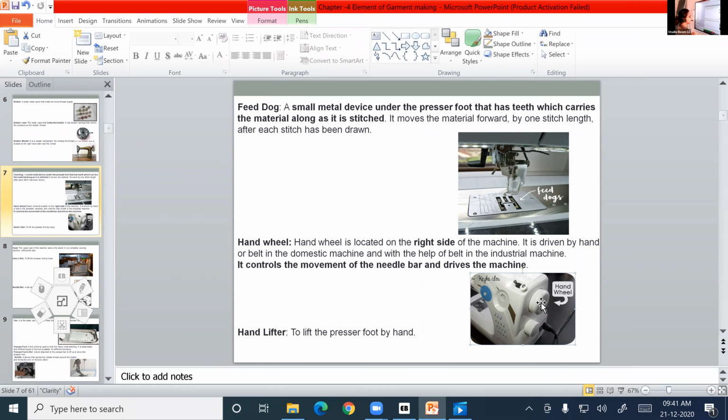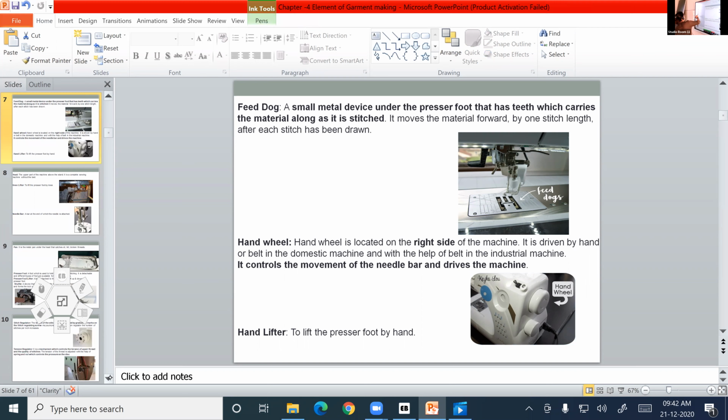Okay. And the next one is the hand lifter. That I'll show in the next picture. The hand lifter is to lift the presser foot. Who all knows a machine? You may be knowing the hand lifter. What is a hand lifter? We can turn it and you can lift the presser foot. Then if it's all set, we can start sewing. Those who don't know, I'll show it in the video. First of all, let me show the parts of the machine, and after that, I'll show you.